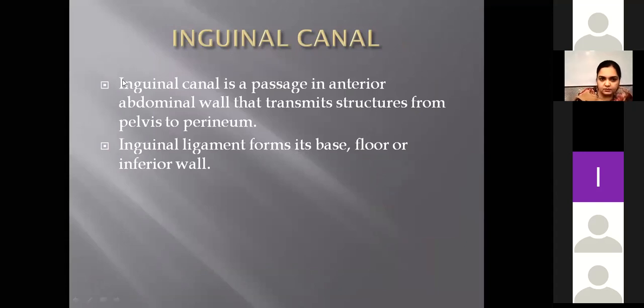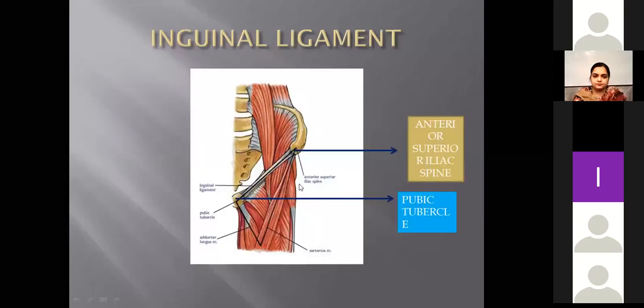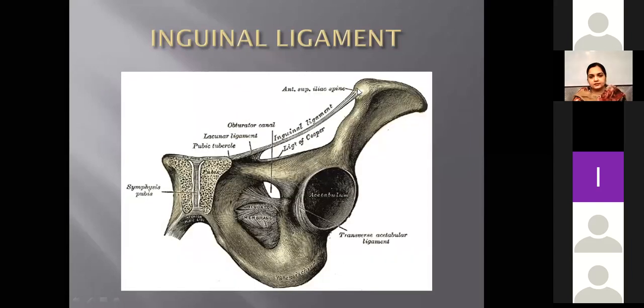This inguinal ligament. Now, what is the inguinal canal? It is a passage in the anterior abdominal wall for transmission of important structures. It has an anterior wall, posterior wall, superior and inferior wall. The inguinal ligament forms a boundary, or floor, of the inguinal canal. You can see in this slide, it extends from the anterior superior iliac spine to the pubic tubercle.